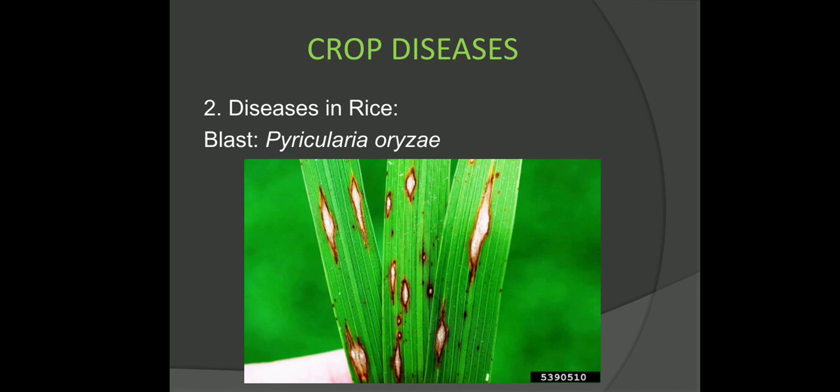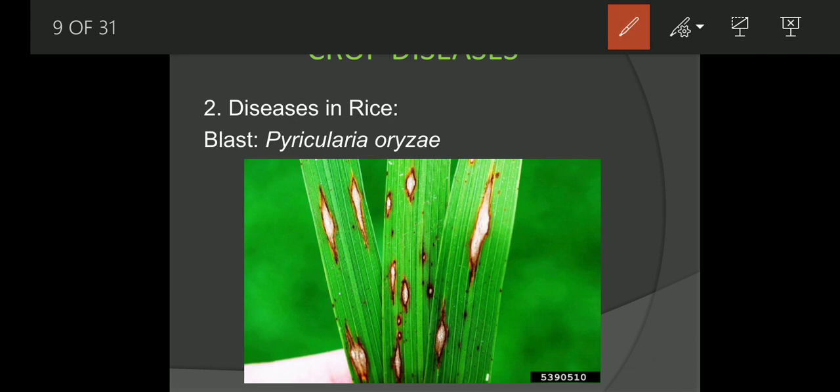But now we will continue with rice. In rice, the most prominent disease is blast. Blast is caused by Pyricularia oryzae. The Pyricularia species is responsible for causing blast in rice. We can see big yellow spots in the leaves as well as in the internodal sections. These are the main symptoms.